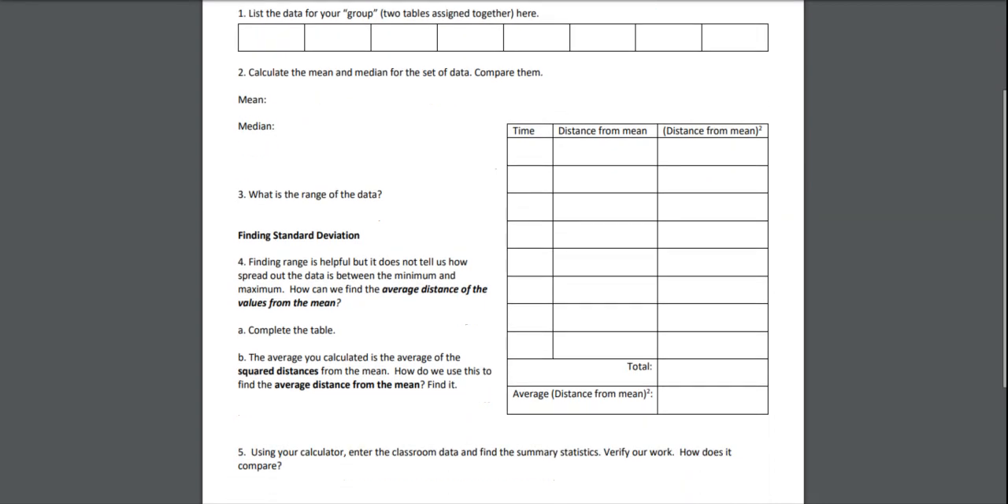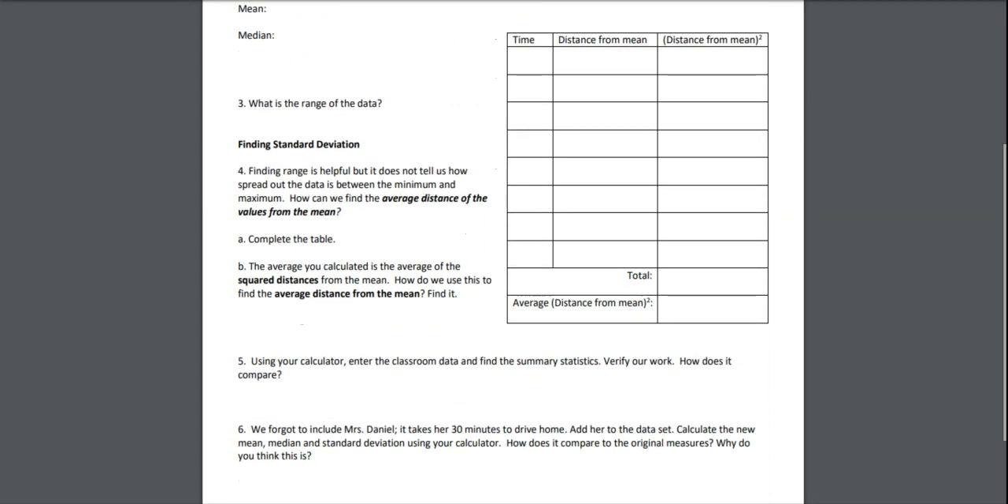And then as we went through the other day, you're going to have to find the standard deviation, and we want you to do that by hand by completing the table. So we want to complete the table and then go through and find the average distance from the mean squared. And then when you take the square root at the end, that will give you your standard deviation.